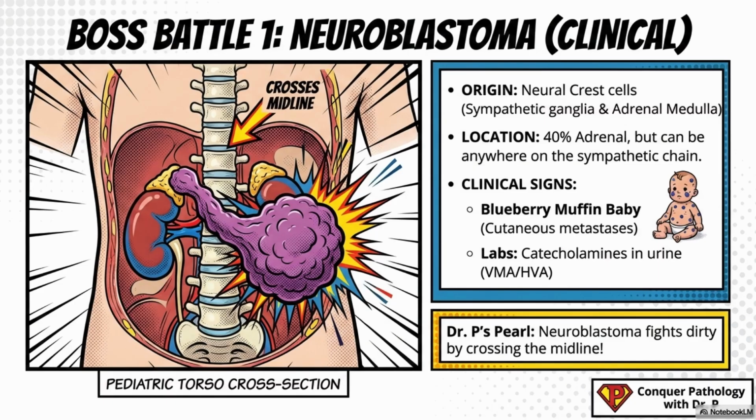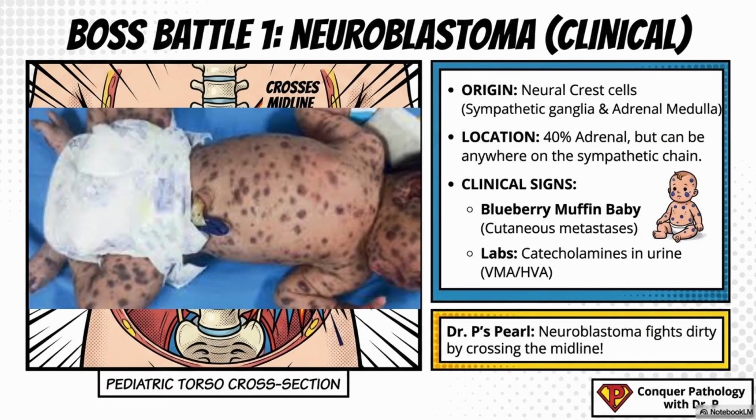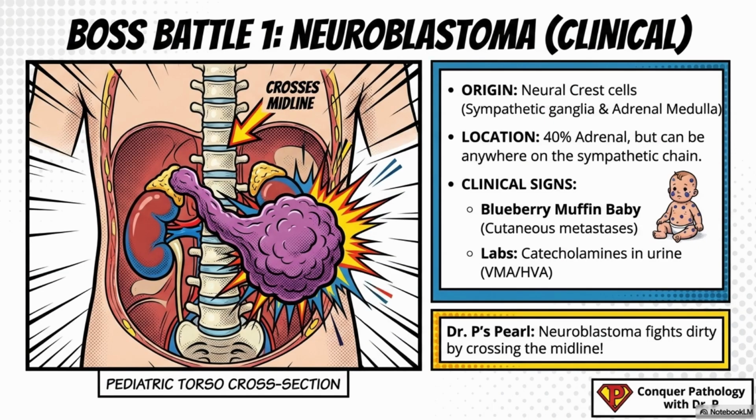40% are in the adrenal medulla, but they can pop up anywhere along the sympathetic chain. The clinical sign is the blueberry muffin baby. This refers to cutaneous metastases that look like blue or purple nodules. In the lab, you will find catecholamines in the urine, VMA and HVA.